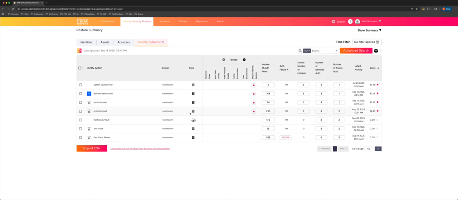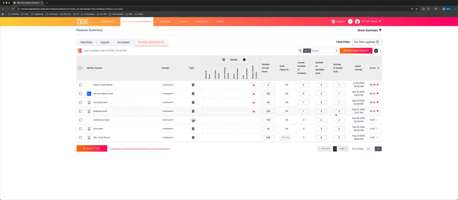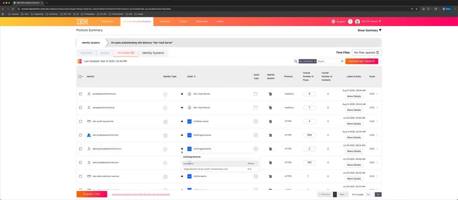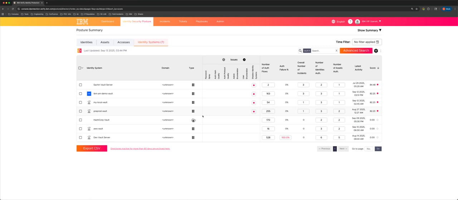This, of course, means that we can see all the information related to those assets, the usage, the histogram, how many assets are authenticating, which users are authenticating. For example, we can use the dev vault at the bottom, look at the number of assets, what type of assets are accessing, are those users, are those service accounts, what assets they're accessing, so we can immediately and quickly understand what is the usage being done in those environments.